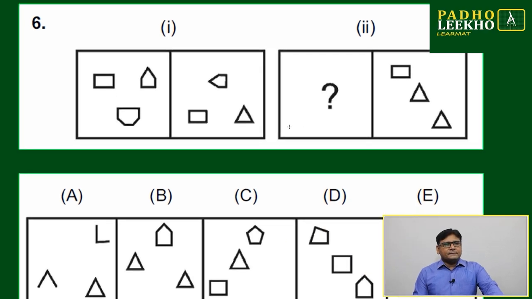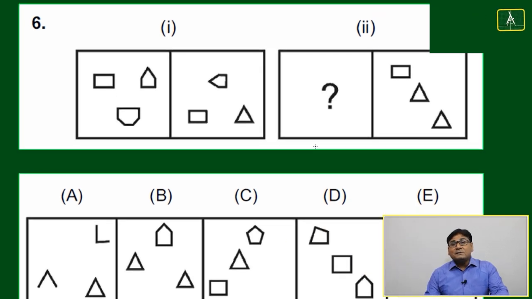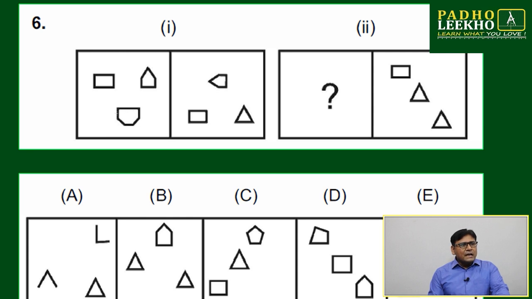Question number 6. Here also, if your observation is very high or very keen, immediately you will be able to mark the correct answer. What is happening here? This is a little confusing. It looks like a pentagon, but it is a hexagon. How many sides are there? 1, 2, 3, 4, 5, 6.